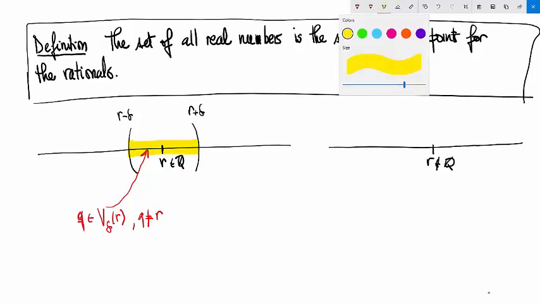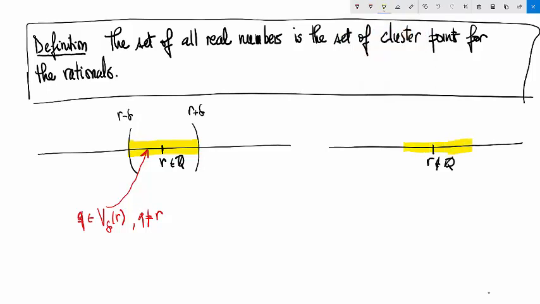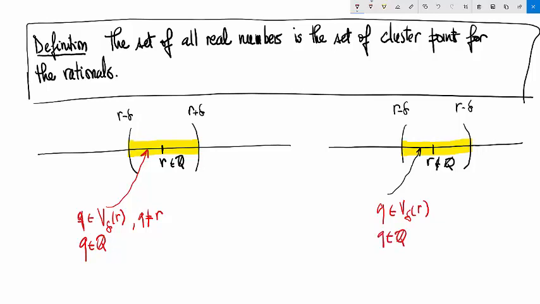And similarly, even if R is not a rational number, so it's not an element of the rationals in this case, then you can still find for any delta neighborhood another rational number in here. So there is this q in this set where q is a rational, and of course q is not R. All right, so another definition.